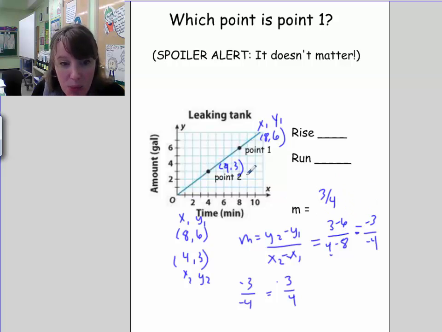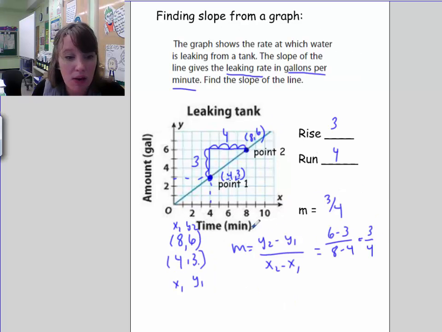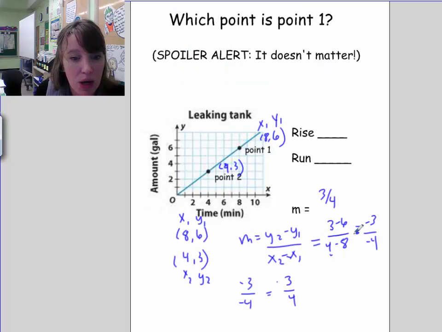So it didn't matter which point I chose for point 1 and point 2, as long as I stuck with determining my y2 and my y1. If I start with the bottom coordinate and do the bottom coordinate minus the top coordinate, I have to do the same with the x values, the bottom coordinate minus the top coordinate. Whereas if I start from the top coordinate, I go top minus bottom over top minus bottom. So it doesn't matter what point I choose as long as I stick with the same format for the difference of y over the difference in x.